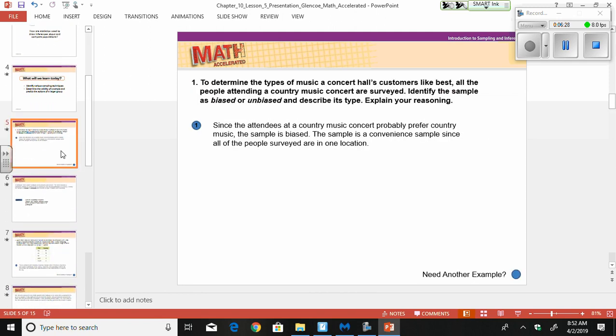So here, to determine the types of music and concert halls customers liked best, all the people attending a country music concert. Well, if they're only attending a country music concert, they may not necessarily like anything but country music, so you're not going to get anything but what is already there. So since the attendees at a country music concert probably prefer country music, the sample is biased. So the sample is a convenient sample since all the people are in one location.